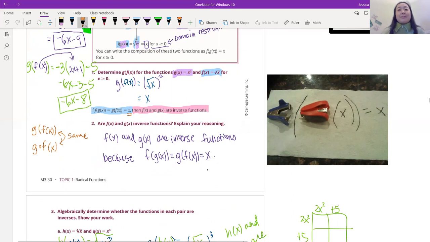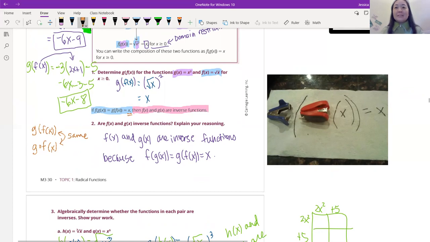And does it always have to be x? Yes, it always has to be x. And why is that? Why does it always have to equal x? Because remember, an inverse function basically undoes something, right? So if you think about this visual right here, I really like this visual. I didn't think of it. I think it's a great idea.